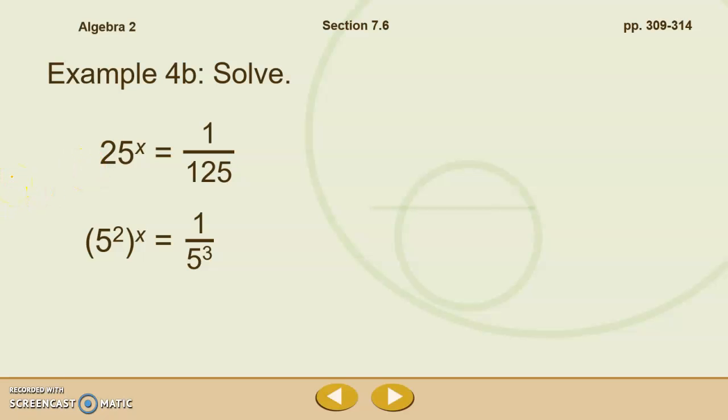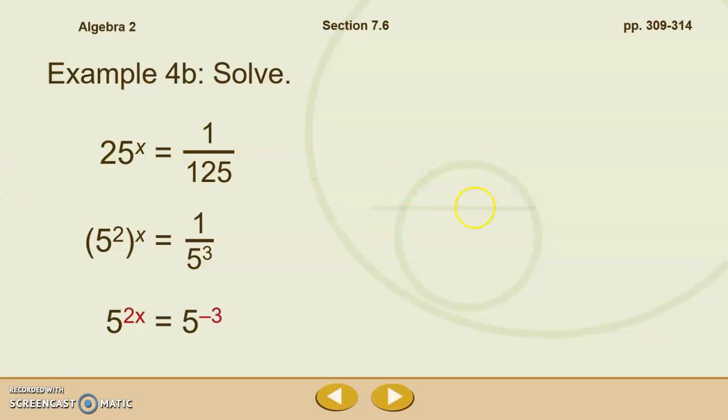Now, once I've done that, I almost have the bases the same, except the one on the left is a base 5, and the one on the right is a 1 over 5. But I can rewrite that 1 over 5 to the third with a negative exponent. So if I rewrite it as 5 to the negative third power, that's the same thing. Remember that negative exponent just means inverse. So the inverse of 5 to the third, or 1 over 5 to the third. So I now have 5 to the 2x equals 5 to the negative third power.